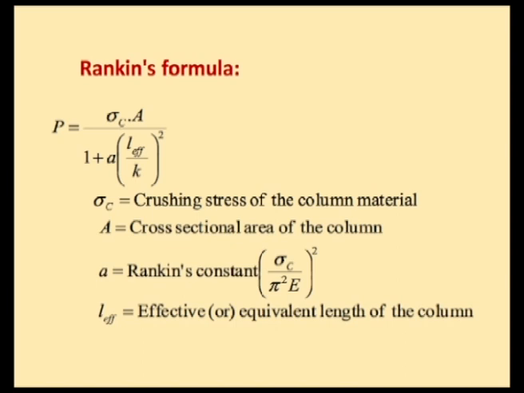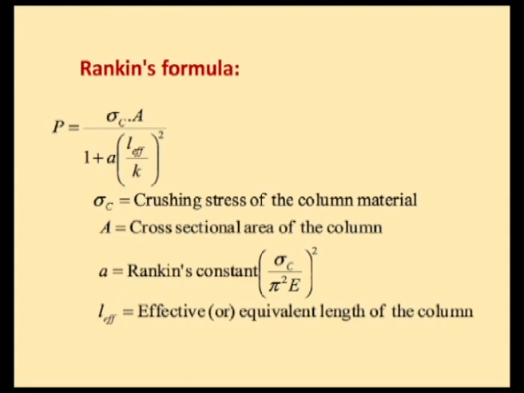Sigma c is the crushing stress of the column material. The columns may be made of steel, concrete or composite materials. So, the crushing stress of the material of the column becomes essential to compute the critical load by Rankine's formula, whereas Euler's formula did not involve this crushing stress value. And then capital A is the area of cross section of the column.